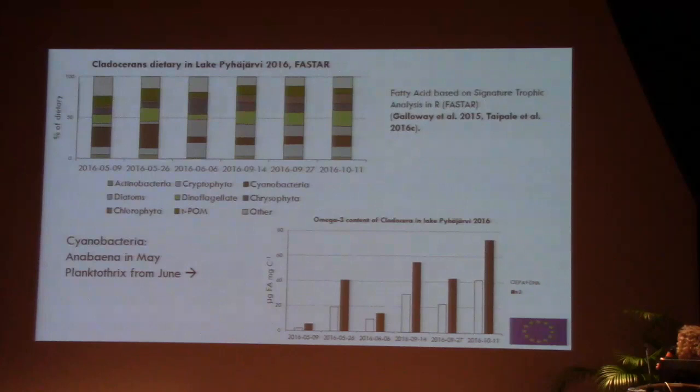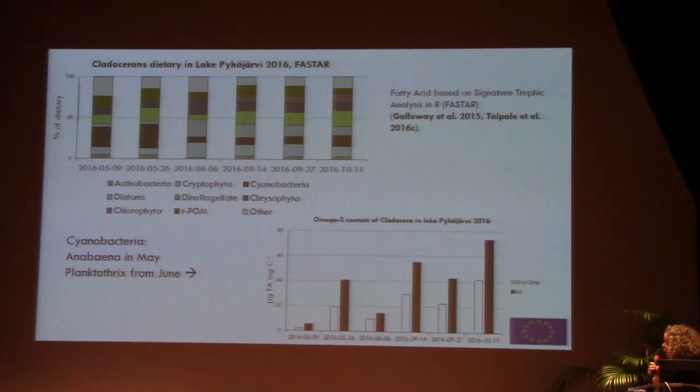And surprisingly, it showed that even here, although we were not able to see any cyanobacteria in our phytoplankton samples, they were still found in the diet. But it was small cells, probably some picoalgae, but also single cells of Anabaena here, and cladocerans were eating it, but it was really poor quality food.